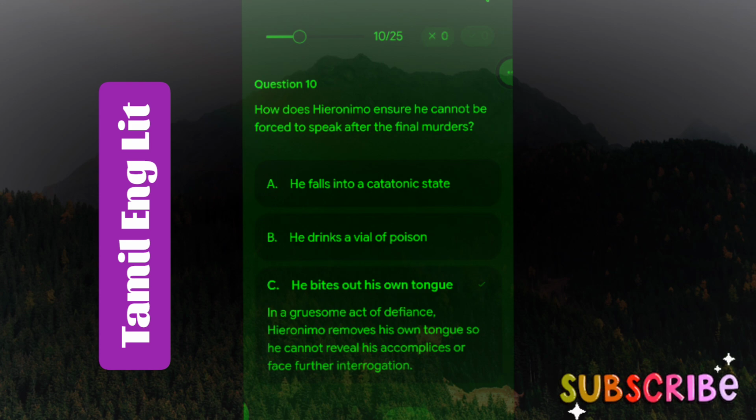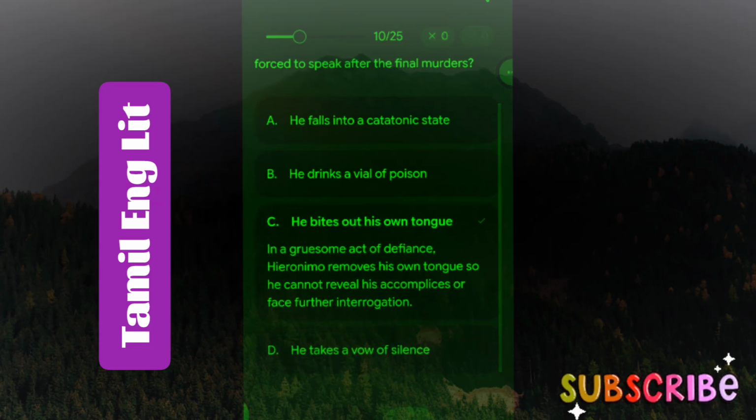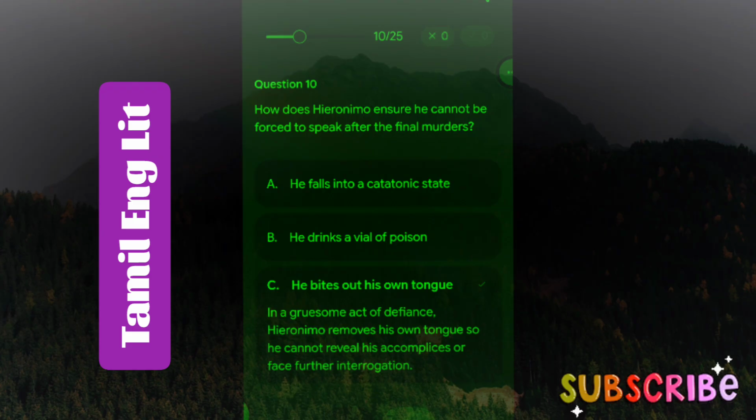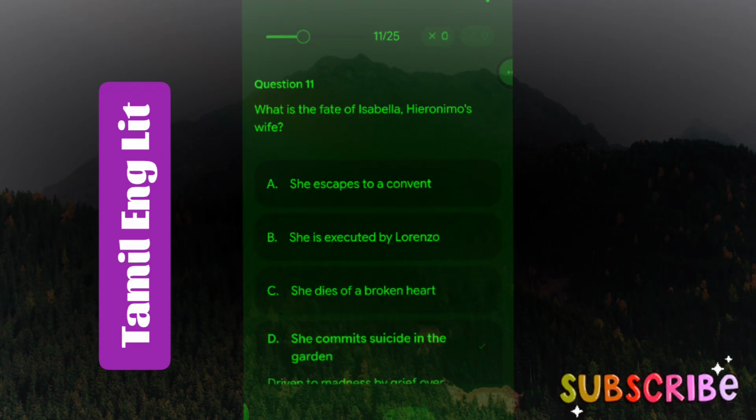Next question is, how does Hieronimo ensure he cannot be forced to speak after the final murders? He bites out his own tongue. In a gruesome act of defiance, Hieronimo removes his own tongue so he cannot reveal his accomplices or face further interrogation. Next question is, what is the fate of Isabella, Hieronimo's wife?